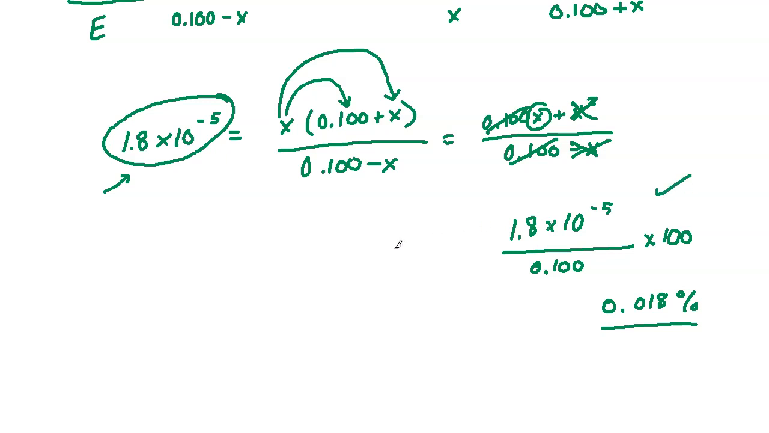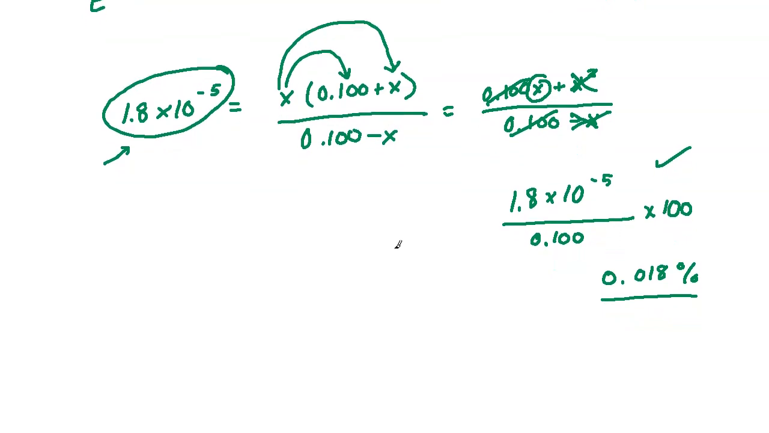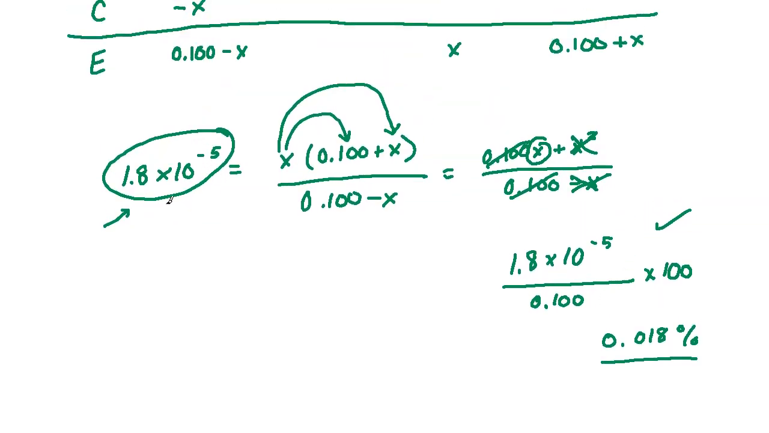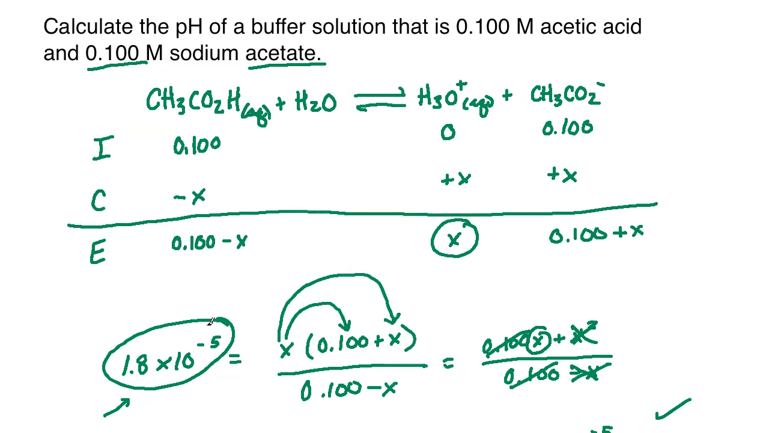All right, so that right there is going to be a pass on the 5% rule, because we're nowhere close to 5%. So what we can do now is we can utilize this and say, all right, x is going to be 1.8 times 10 to the minus fifth. So here is H3O plus. It's going to be 1.8 times 10 to the minus fifth because it's x at equilibrium.